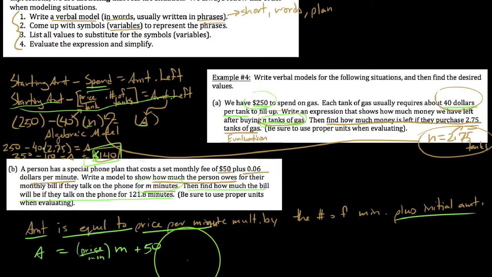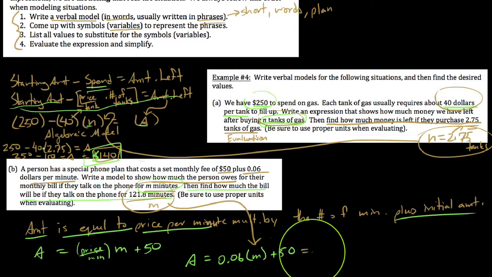So now we're going to simplify this further. We say the amount that I have is equal to the price per minute. We know the price per minute would be $0.06 per minute times the number of minutes plus 50. So now, last but not least, it says, how much is the bill going to be if they talk on the phone for 121.8 minutes? Now, is this an amount or minutes? We say this is minutes. So we're going to plug this in and evaluate. We plug this in here, and so we would get this expression on the right.